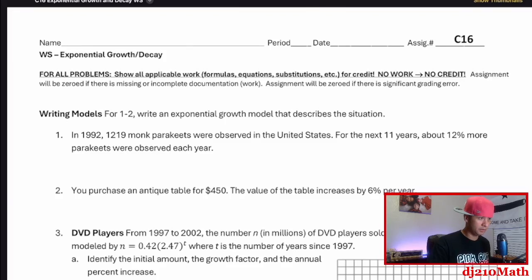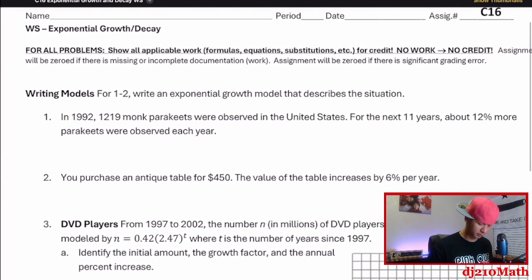All right. Exponential growth and decay worksheet. So write an exponential growth model that describes the situation. All right, so we're not solving anything, we're just setting up the problem.